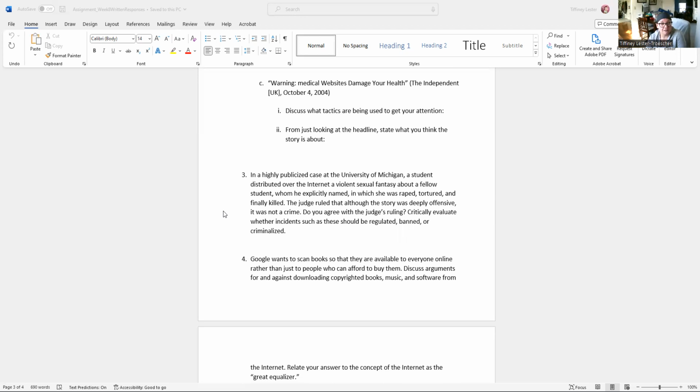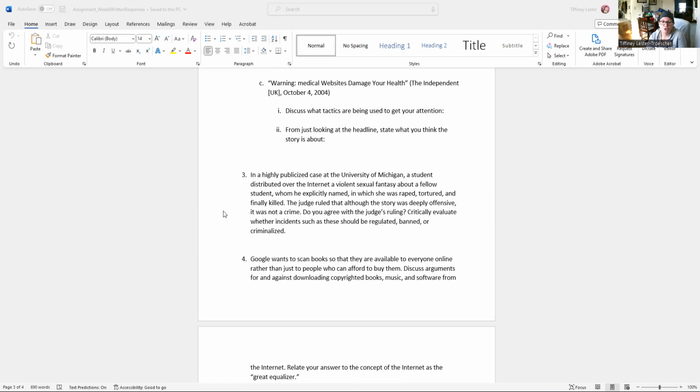And you might, because we have the issue of he wrote this about an actual person and he named that person. So the actual case, think about that. Should that be regulated, banned, or criminalized? Because there's also the idea where, you know, if he had just wrote it and didn't name someone real, would that be different? So kind of think about the whole picture there.